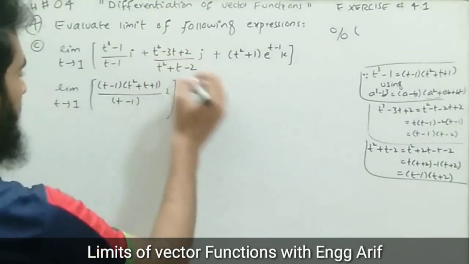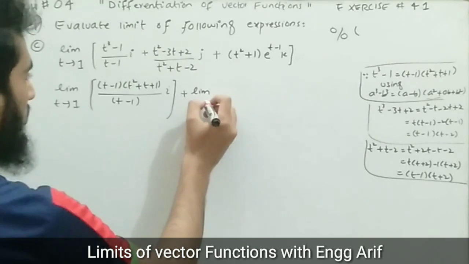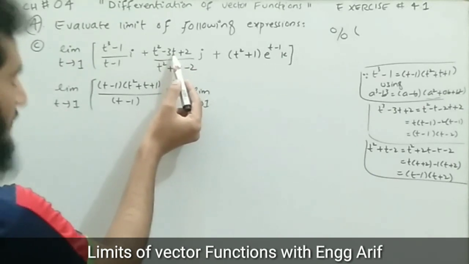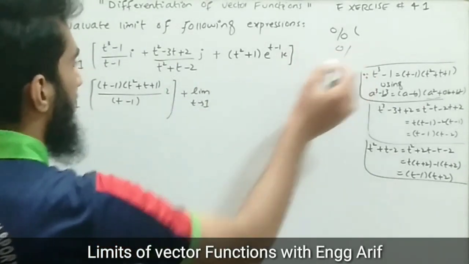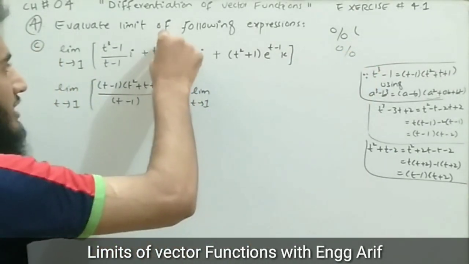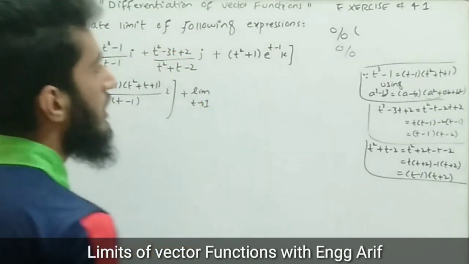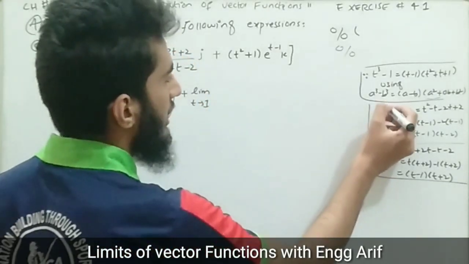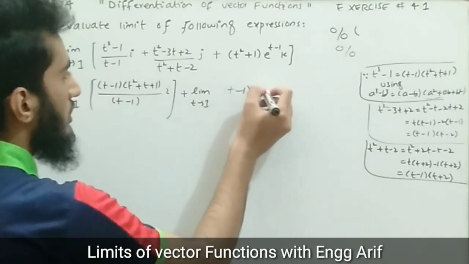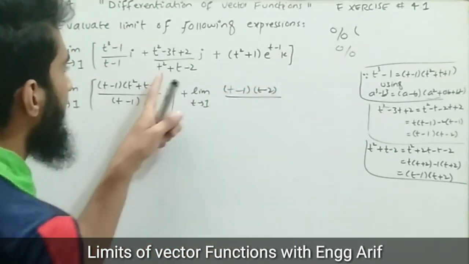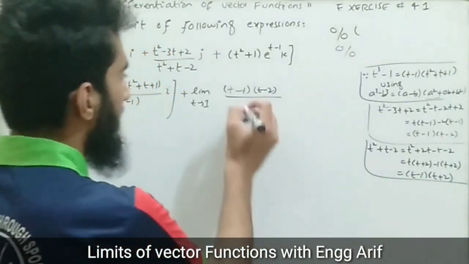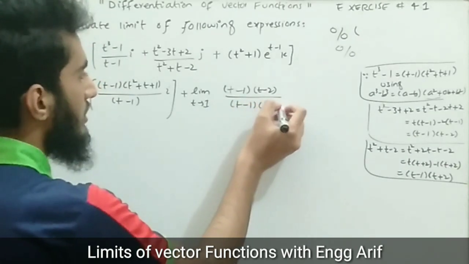And plus applying the limit on this fraction also, limit t approaches 1. Over here if I put t as 1, it gives us 1 minus 3 plus 2, which is 0 in the numerator, and if I put 1 over here, it again gives us 0 in the denominator, again an indeterminate form. So I will factorize this quadratic expression and this quadratic expression also. The quadratic expression t square minus 3t plus 2 is t minus 1 into t minus 2, so it becomes t minus 1 into t minus 2 in the numerator. The denominator t square plus t minus 2 factors as t minus 1 into t plus 2.